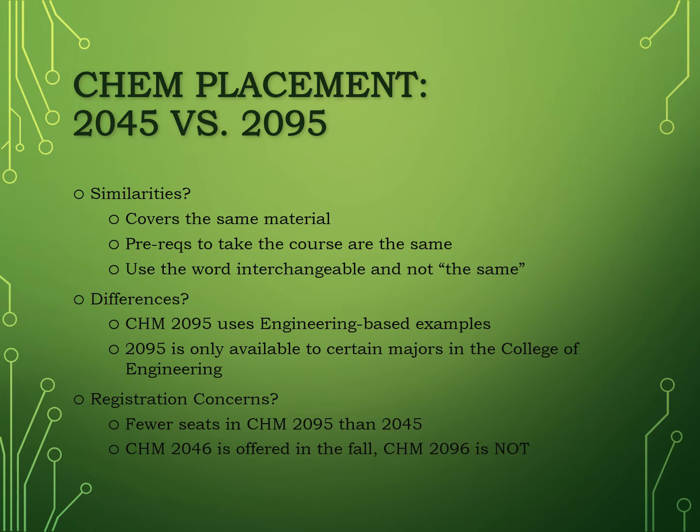Registration concerns. So we just talked about how there are fewer seats in Chem 2095 than 2045. Of course, any student can take 2045, and it will meet the Gen Chem 1 requirement for engineering. And again, Chem 2046 is offered in the fall. Chem 2096 is not. So if you have a student who's like, well, I'm engineering and I really want to take Chem 2, that's fine, but they're going to have to take Chem 2046 if they want to do it in the fall. Chem 2096 is not available at that time.